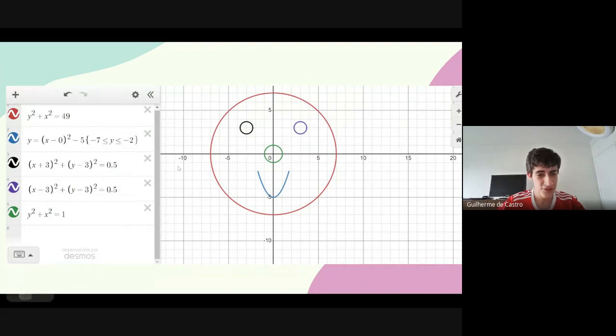Here is another smiley face using our previous knowledge: circle, circle, circle. Our nose is a circle again, with a somewhat higher radius of 1 in comparison to the black and the purple ones. Once again, our parabola is opening up. Remember, in our vertex form, a is positive, opening up. Then we have our big circle again.